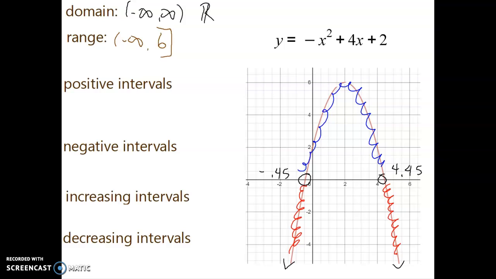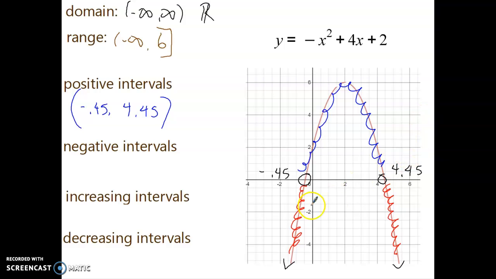Okay, so my interval where the function is positive, that's where it's above the x-axis, and it goes from negative 0.45 to positive 4.45. Remember that we always go from left to right. We always go smallest to biggest. Okay, now the question is, should we put parentheses on that or should we put brackets? Are those points included or they are not included? Well, the y value at both of these points is 0, and 0 is not positive or negative, so we're going to put parentheses. We are not going to include it in the positive or the negative because its y value is 0.